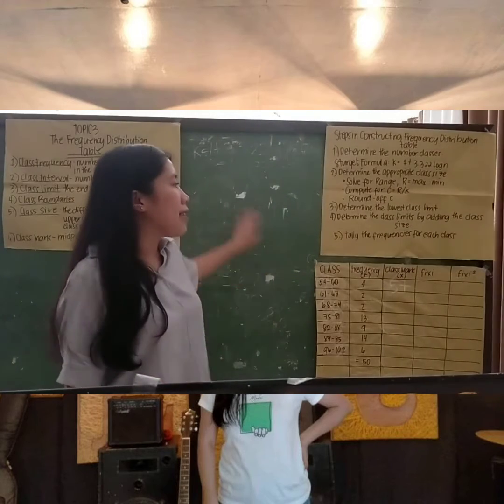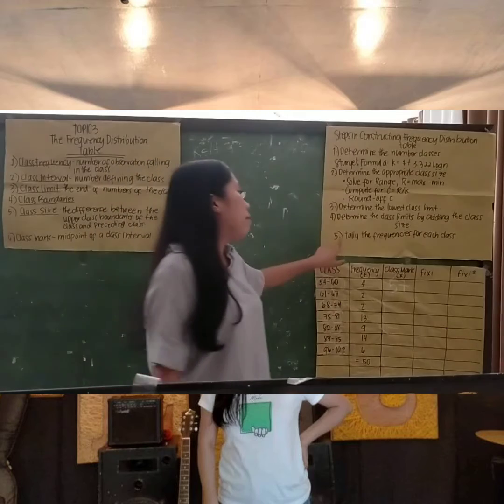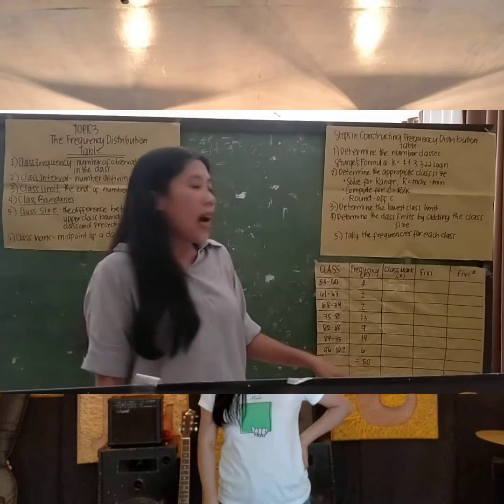Then the third step is to determine the lower class limit, and determine the class limits by adding the class size. And the fifth, tally the frequency for each class.